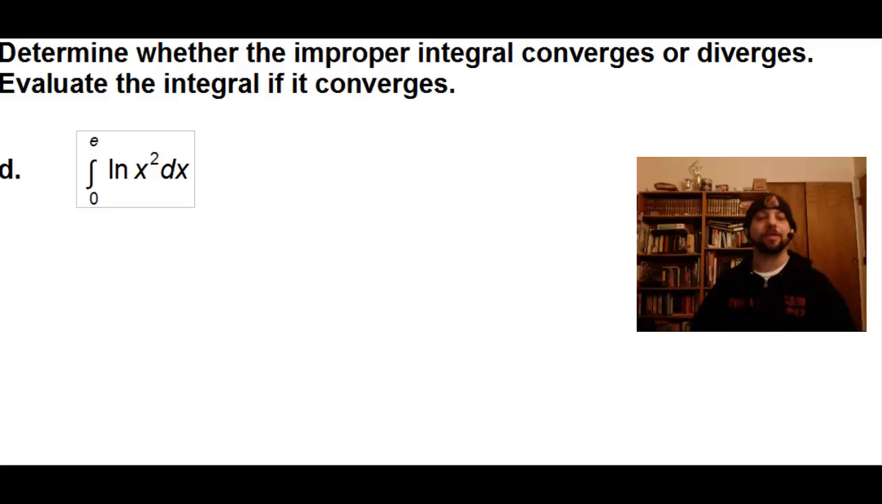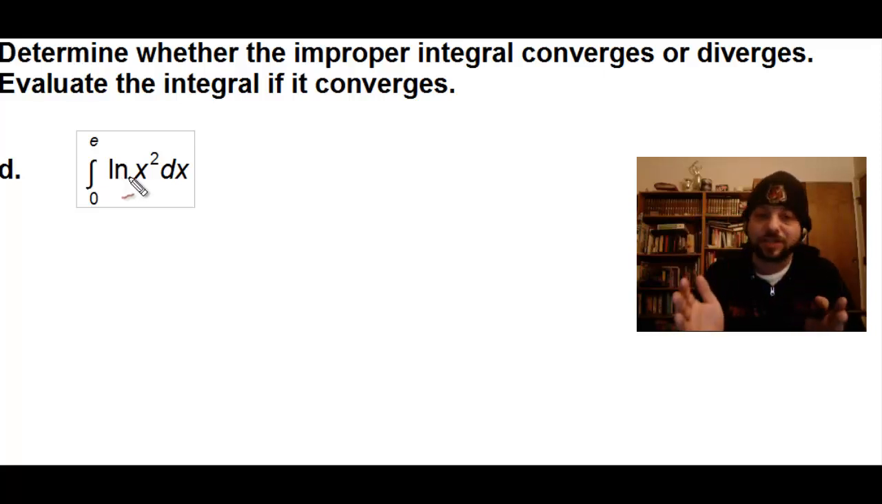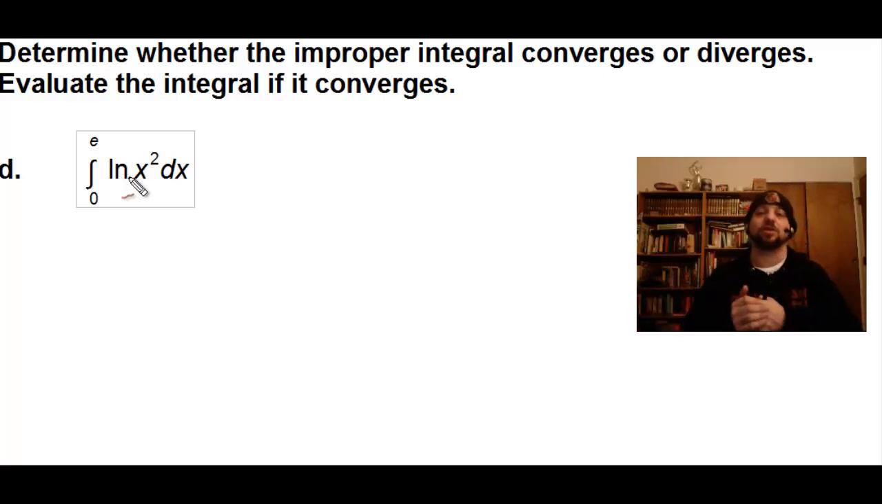Example D is quite a bit different than the first 3 examples we did. As you notice, there is no infinity in the bounds. We're simply going to integrate the natural log of x squared from 0 to e. At first glance, that doesn't seem like there's going to be an issue here. Can I just integrate and plug those in?